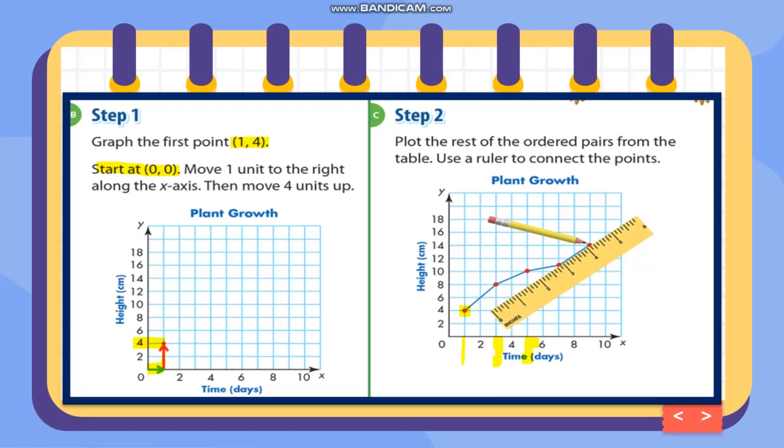So the other ordered pairs are 3 and 8. That's why the point is there. We have 5 and 10. We have 7 and 11. And we have 9 and 14. So plot the rest of the ordered pairs from the table and use a ruler to connect the points. That is how to graph the given data on a coordinate grid.